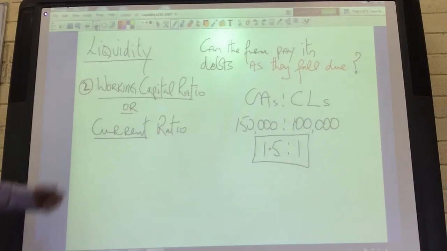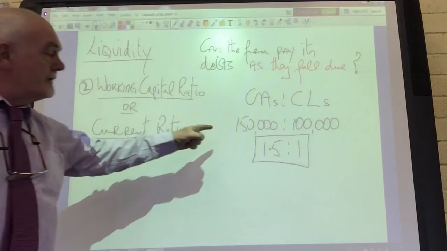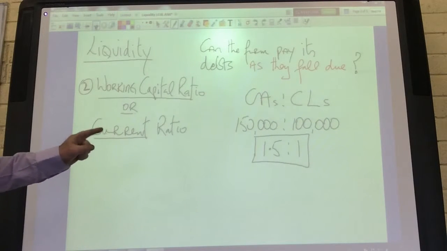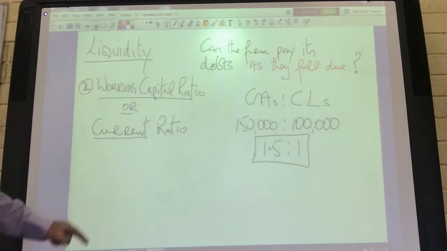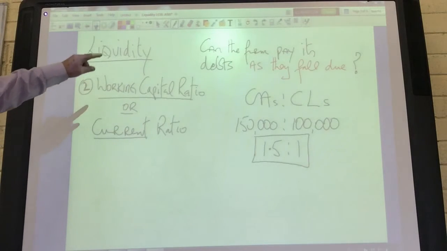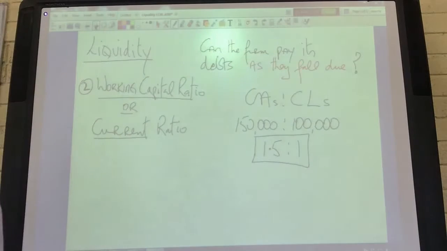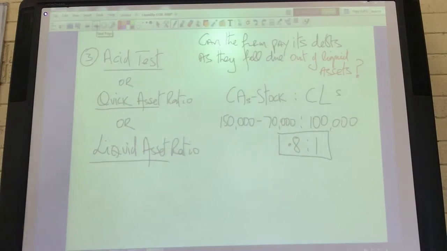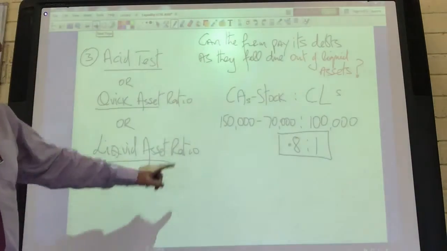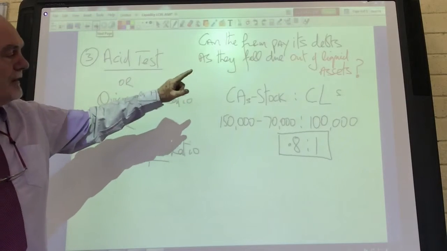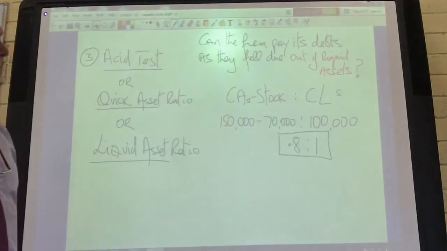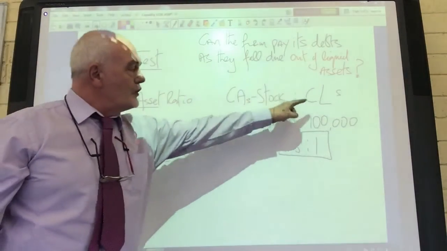But even this has its limitations insofar as if we look again at the current assets, we find that they include stock which aren't easily sold. So we change the question yet again. The current ratio answers the question, can the firm pay its debts as they fall due? But it's much more important to know, can the firm pay its debts as they fall due out of liquid assets? So instead of just taking the current assets, we're going to take from them the illiquid stock of 70,000. And we're going to compare that with our current liabilities.